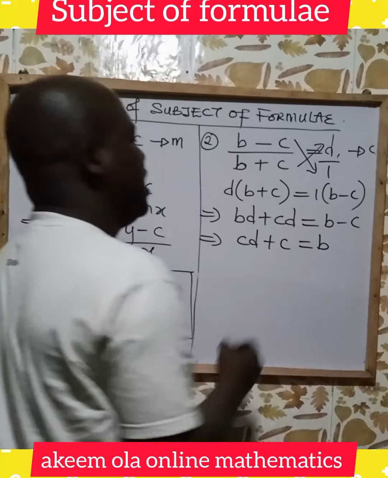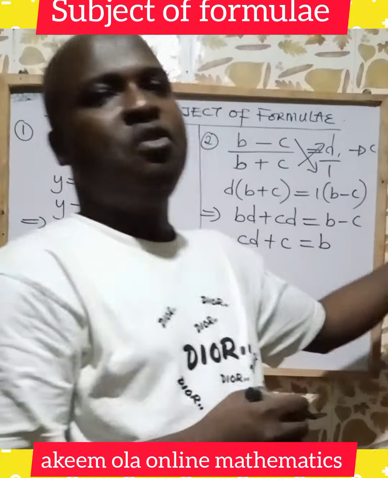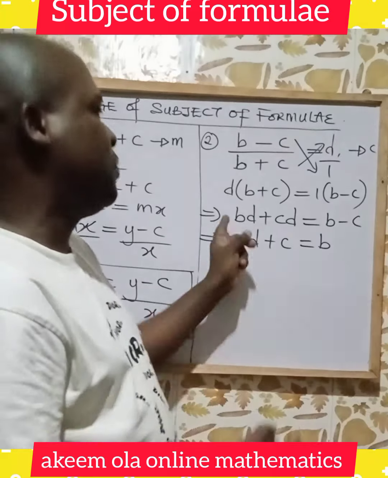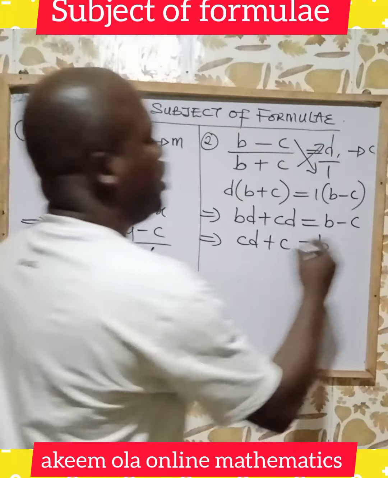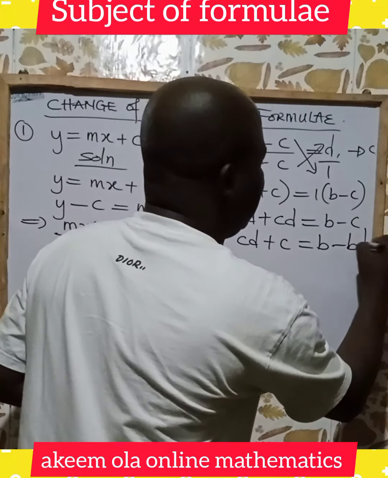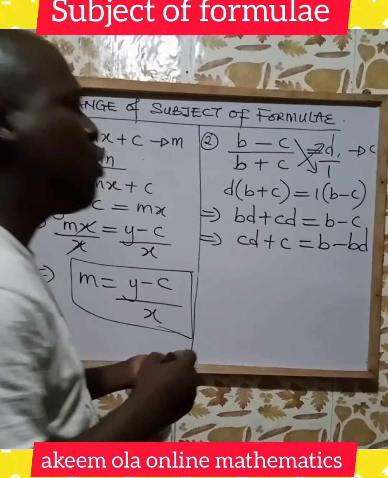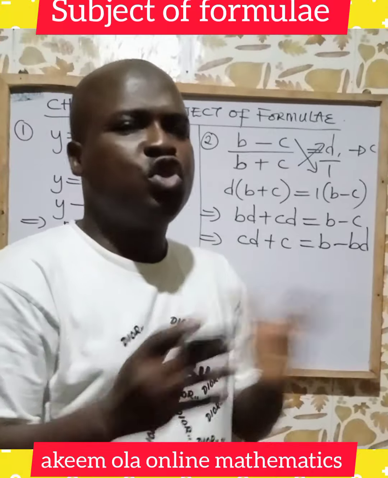So we have the B. Then BD will join B over there, and the sign will change. It's positive here. When it moves to the other side, it becomes negative. That means I'm going to have minus BD. So from here, we can now consider what is common to both sides.